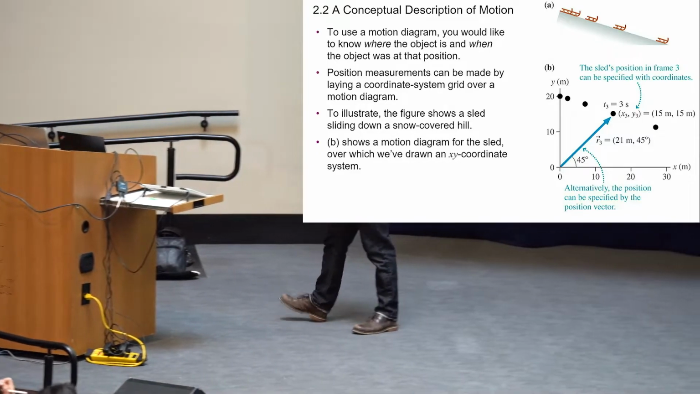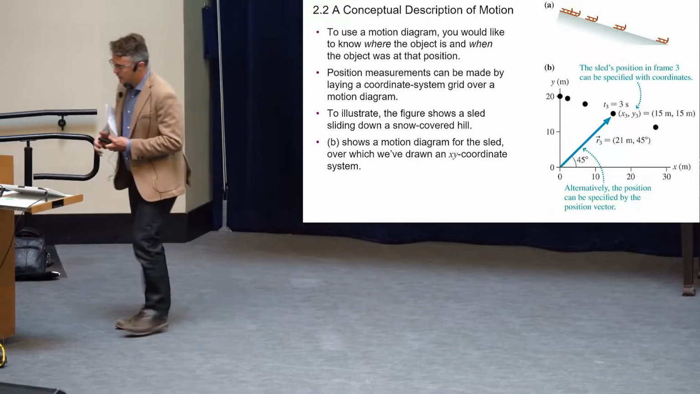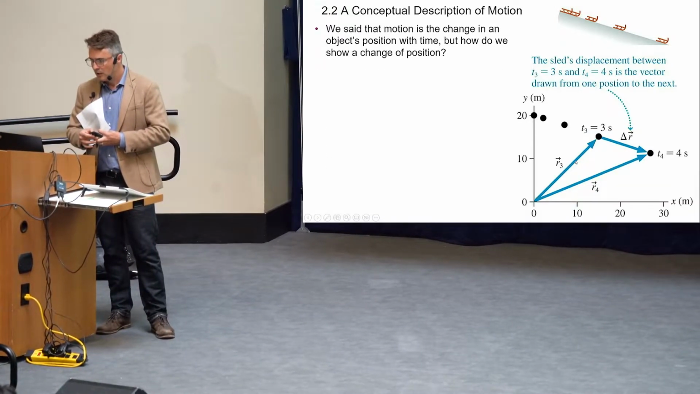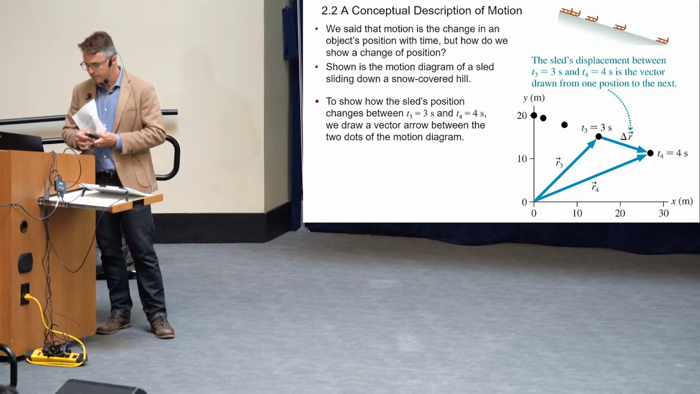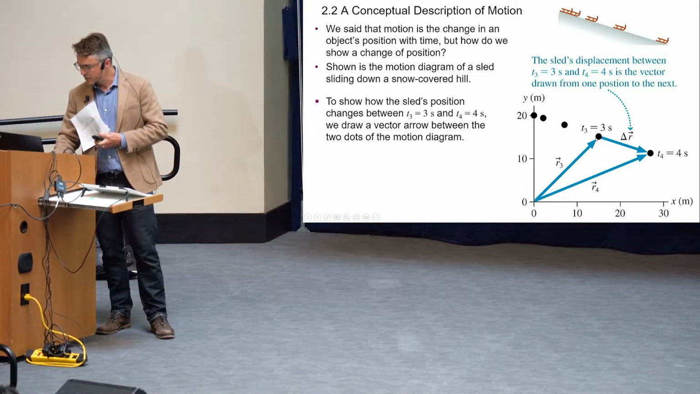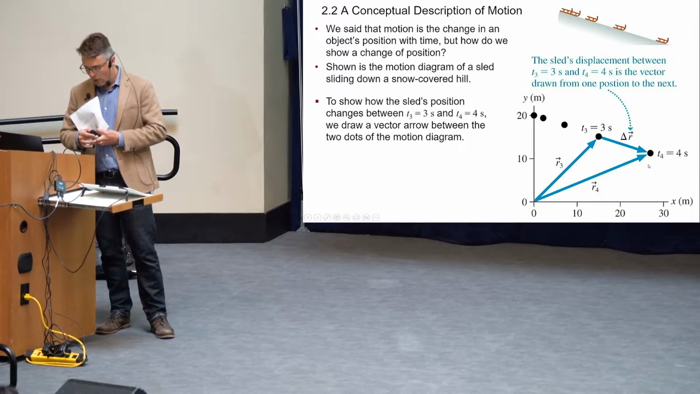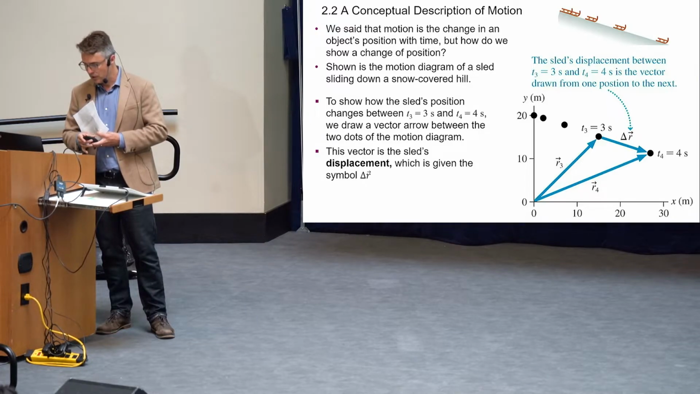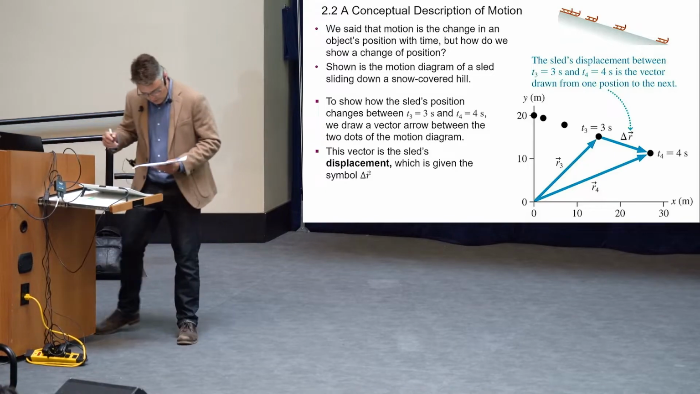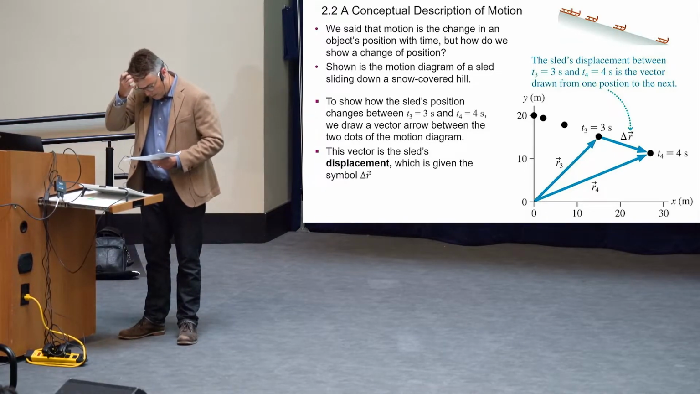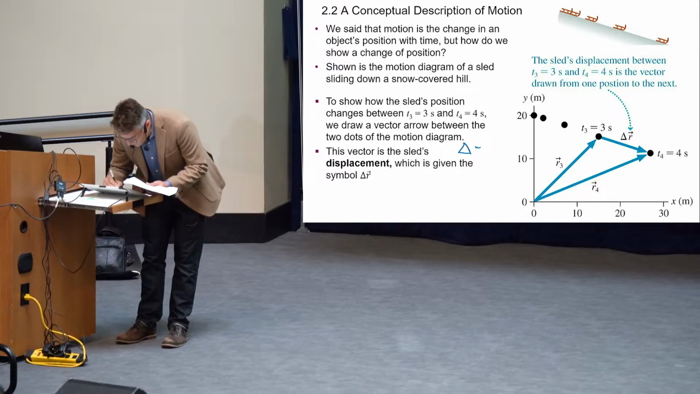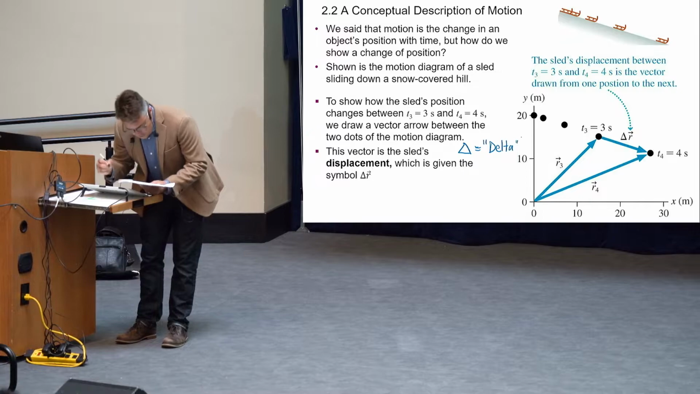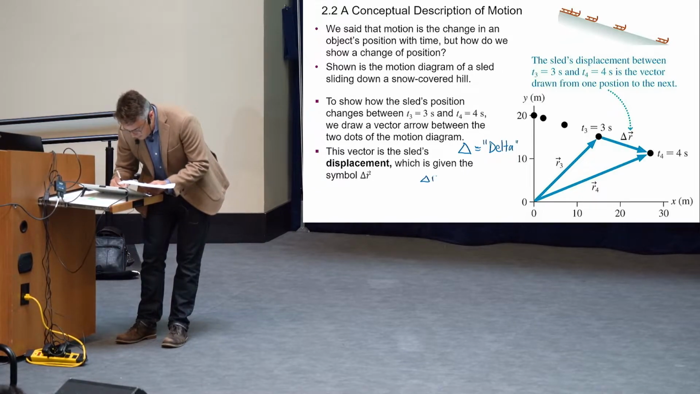So there's a motion diagram for the sled, which we've drawn on an XY coordinate system. We said motion is a change in the object's position with time, but how do we show a change in position? For example, between t equals 3 seconds and 4 seconds, we draw an arrow between the two dots of the motion diagram. I always get confused about where to draw the delta. This triangle is the Greek letter delta, and it means the change in. So delta R is equal to R4, the final, minus the initial.